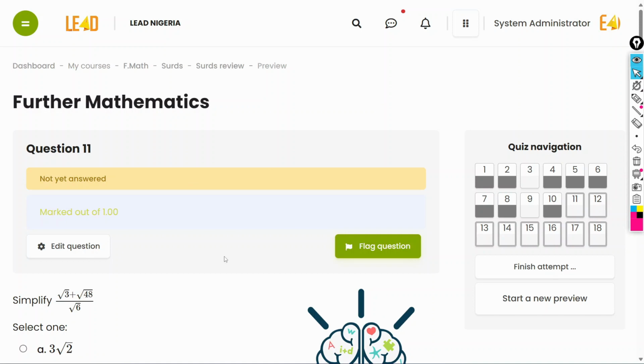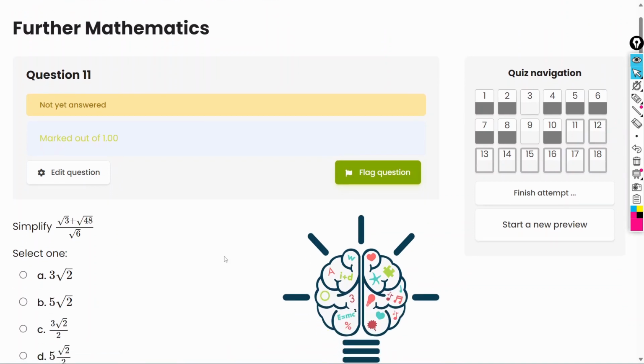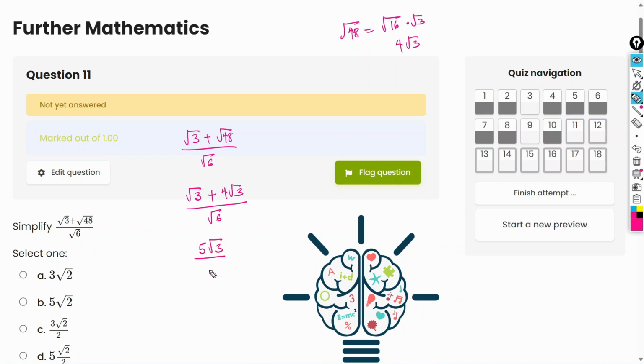Question 11 says root 3 plus root 48 divided by root 6. So let's do that together. Alright, so the first thing I'll do is rewrite the root 48, because I know it can be simplified. I can rewrite square root of 48 as square root of 16 times square root of 3, that's 4 root 3. Alright, so this would be root 3 plus 4 root 3 over root 6. So this becomes 5 root 3 over root 6.